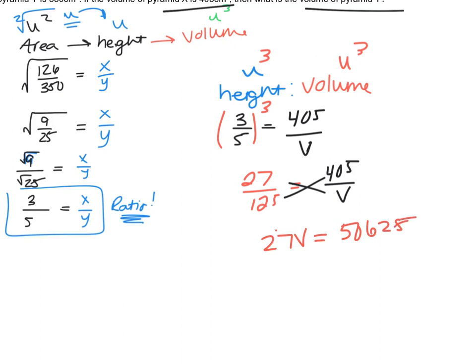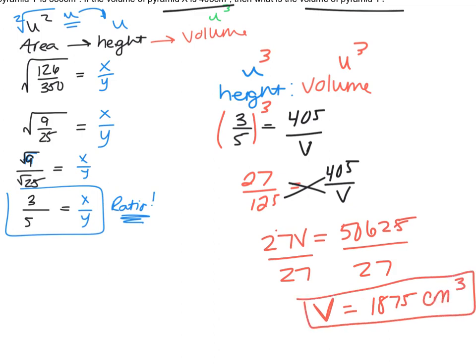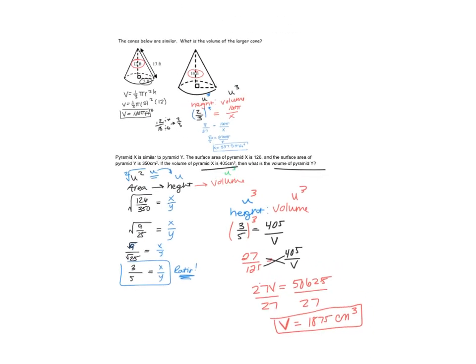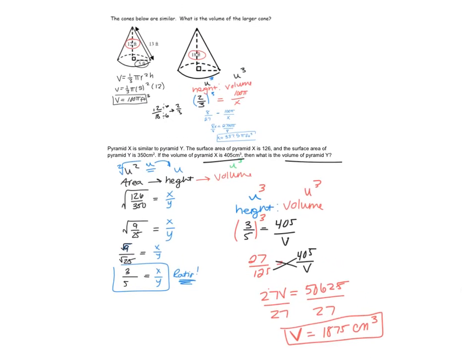And now I divide both sides by 27. And I get v equals 1,875. So the volume of pyramid Y is 1,875 centimeters cubed. So I understand this is very, very problem solving, but hey, that's the fun part of this course.